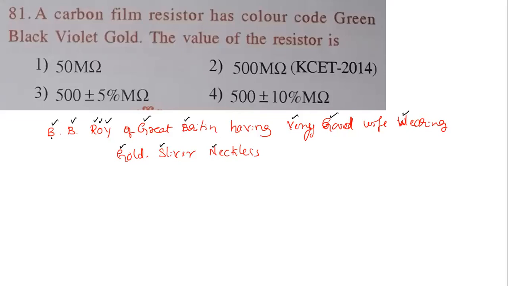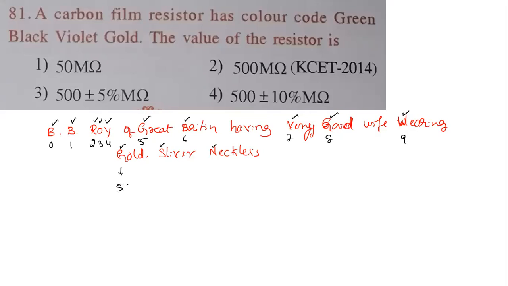So here B stands for the first letter: black, brown, red, orange, yellow, green, blue, violet, gray, white, gold, silver, N stands for no color. So the numbers are given like this: 0, 1, 2, 3, 4, 5, 6, 7, 8, and 9.